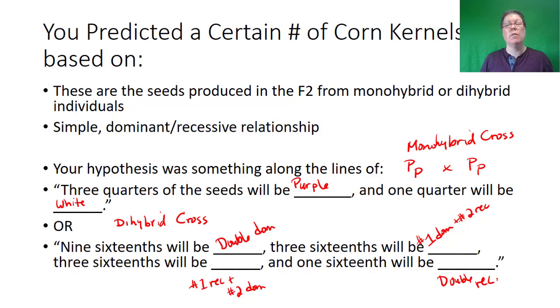So you need to start out with this when you're starting your chi-square analysis. What do I expect? Okay, so I think this is a monohybrid cross. I expect this and this. Oh, I think this is a dihybrid cross. I expect this, this, this, and this. You have to have your expectations before you can determine if what you see meets your expectations. And that is also a life lesson.